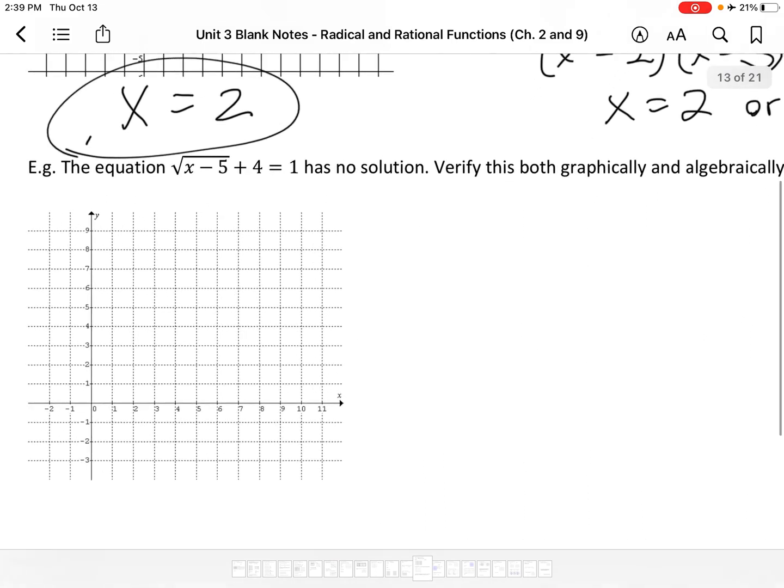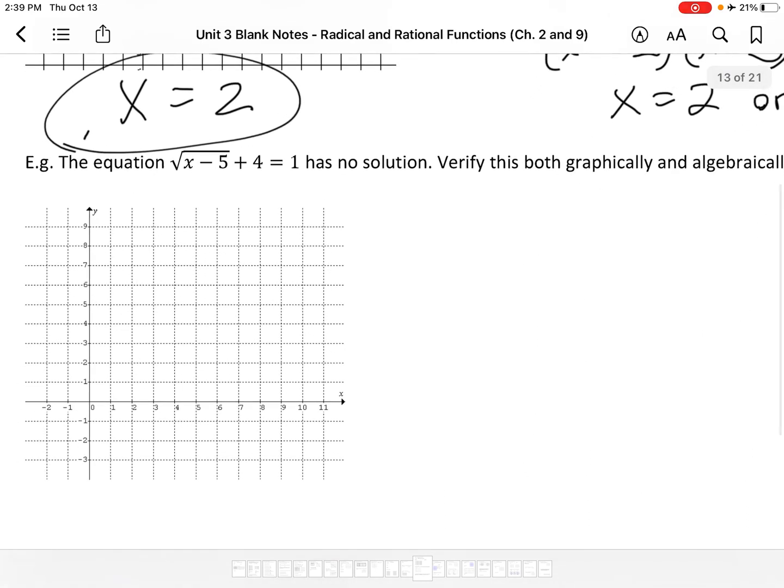So, a couple more questions. The equation, the square root of x minus 5 plus 4 equals 1, has no solution. Verify this both graphically and algebraically. Okay, so graphically, I could graph the left side and the right side.